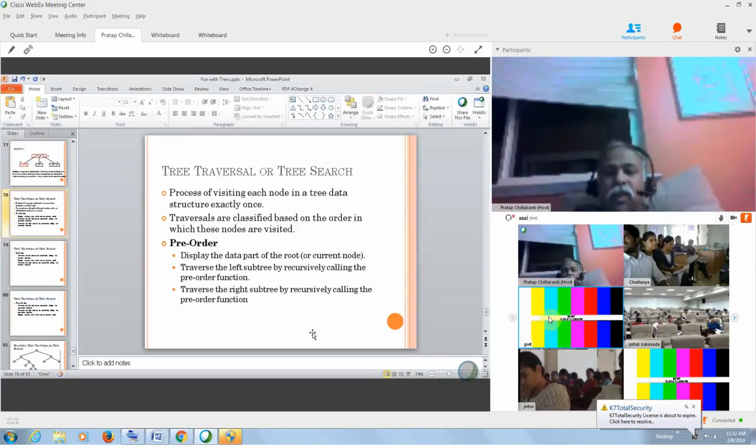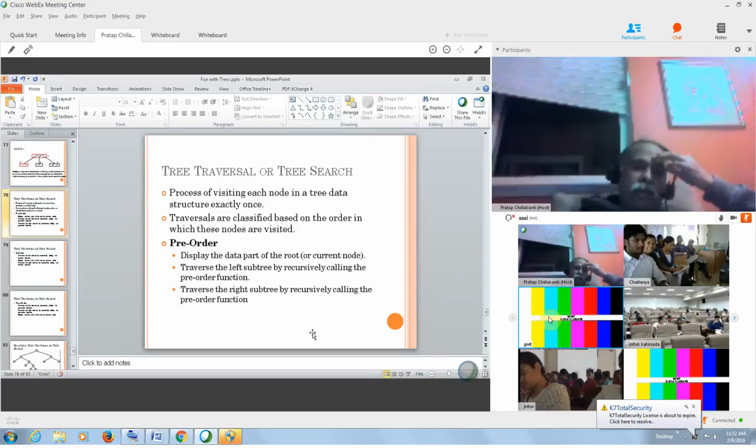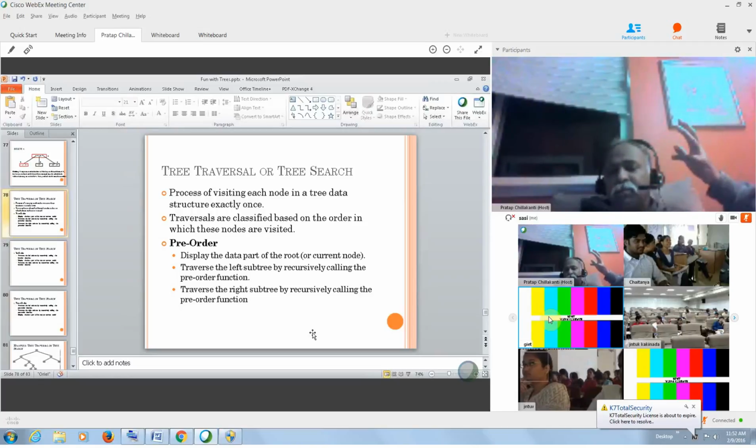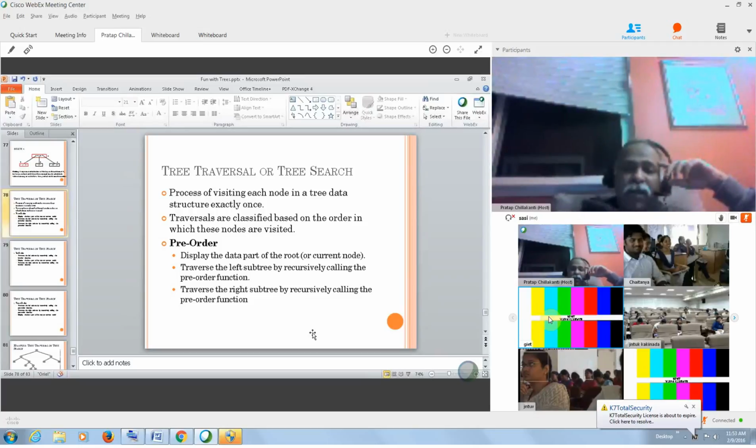Okay. So, when you store all these elements in a tree, right? How do we traverse the tree? Traversing is also known as search. There are many ways of traversing a tree. But the three ways which are predominantly discussed in the literature are pre-order, in-order, and post-order.